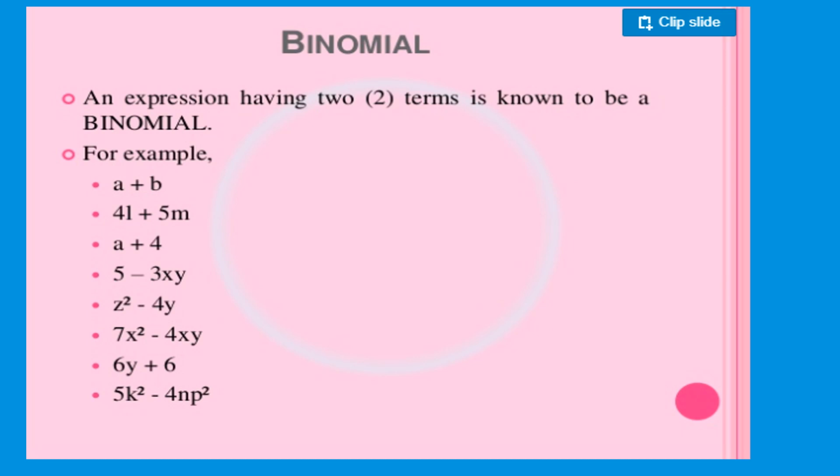Can you see the difference? There, only one term was there. Here, now we have two terms, separated by a plus sign or a minus sign. a plus b: a and b are the two terms. 41 plus 5m: 41 and 5m are the two terms. So an expression which has two terms is called a binomial expression.